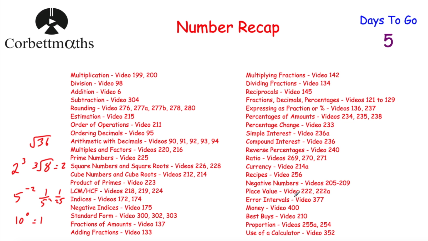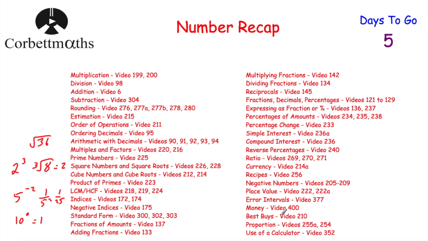Know how to find error intervals, so if a number perhaps has been rounded to the nearest 10, know how to write that error interval. Money, so if you've got any money questions, go to Corbettmaths and look at those money videos, but also whenever you're dealing with money, make sure that if, for instance, your answer is in pounds and you've got some pence involved, make sure it's got two decimal places.